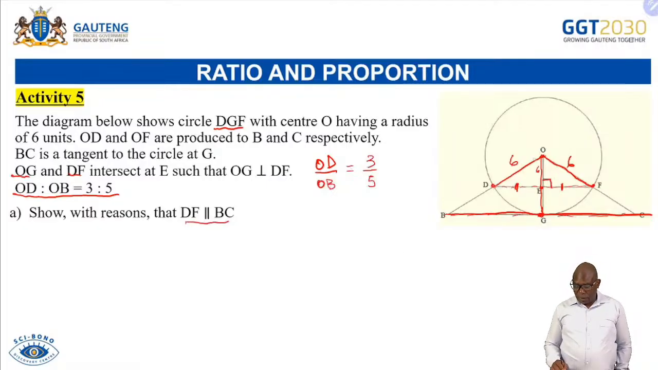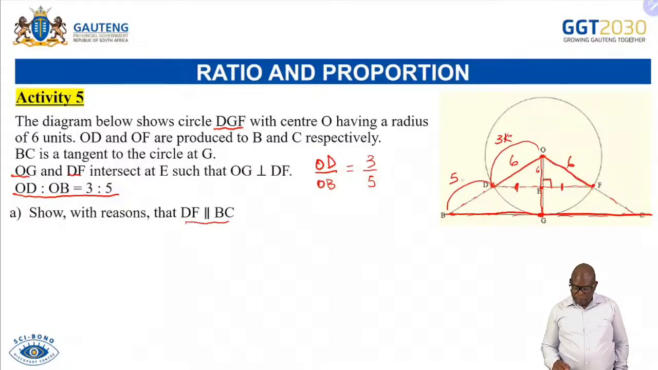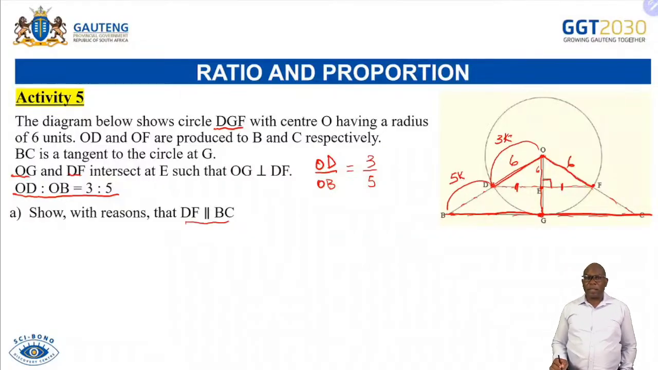In this case, I only have this length and that length. I don't have this length here and that length. I would have used that. But now let's check what is given here. I'm given that OD over OB, so OD over OB is 3:1. So I'm going to write 3K and 5K. But this length here, I know it's 6.